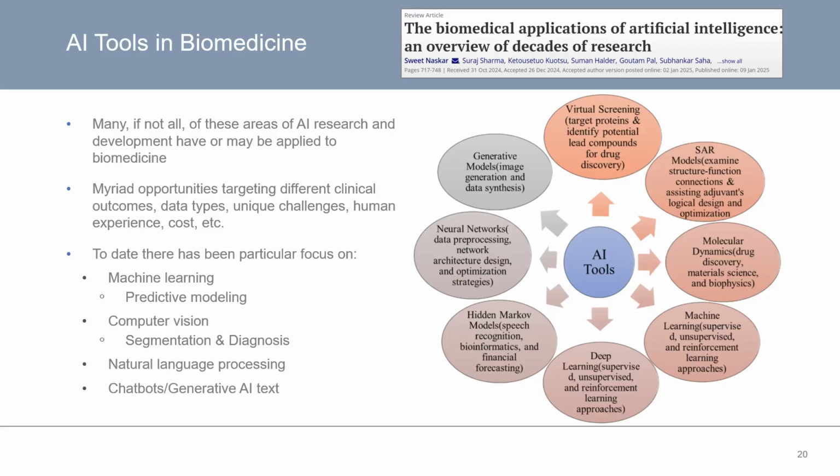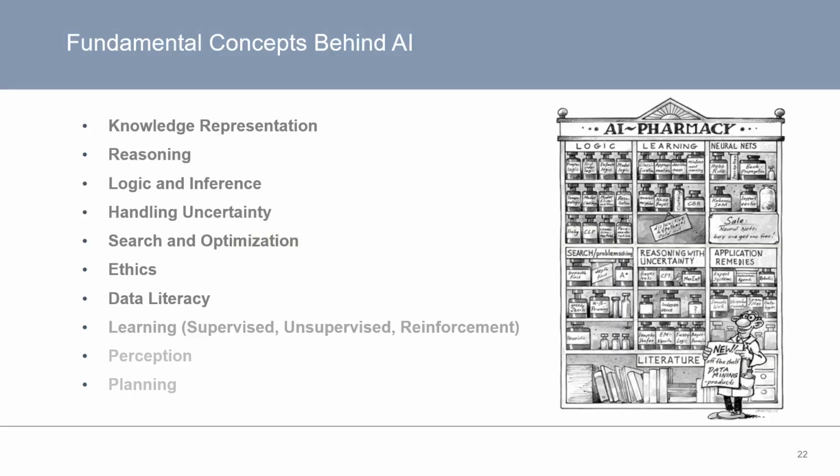To date, there's been a particular focus on machine learning and predictive modeling, computer vision, including segmentation and diagnosis, natural language processing, and chatbots or generative AI text. Now we'll move on to providing an overview of fundamental concepts in AI. Here we've laid out some of the key fundamental concepts which underpin artificial intelligence methods and applications. These include knowledge representation, reasoning, logic and inference, handling uncertainty, search and optimization, ethics, data literacy, learning, perception, and planning.